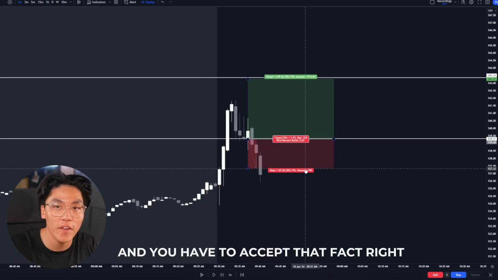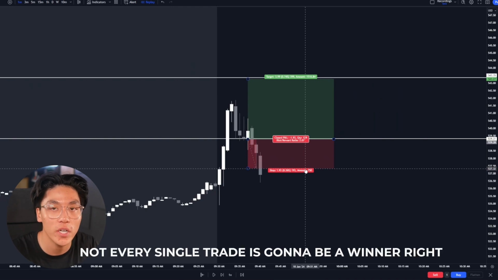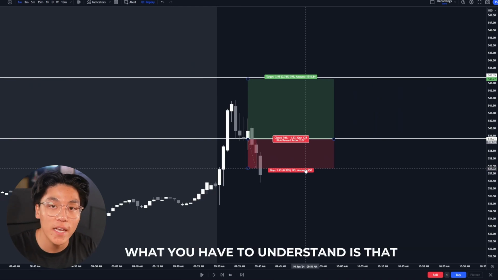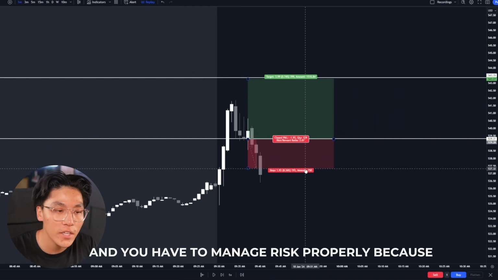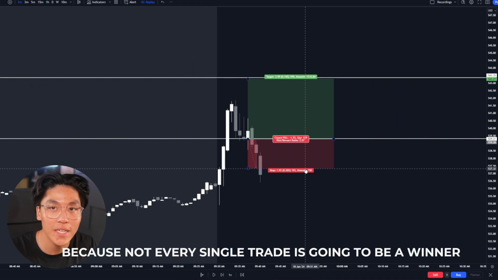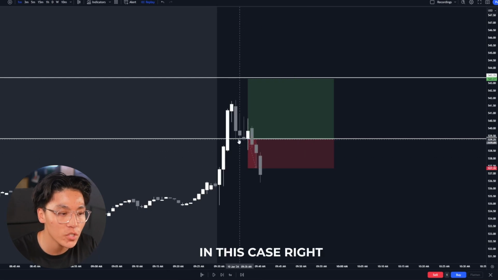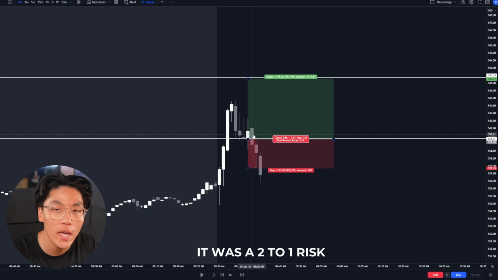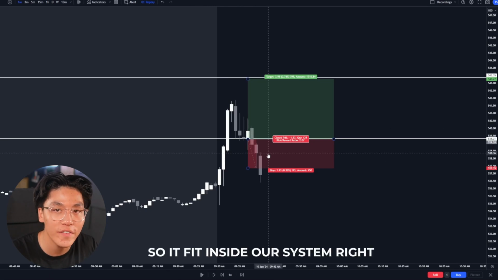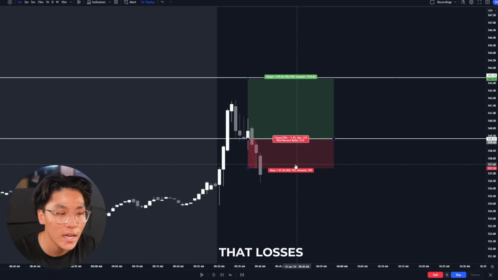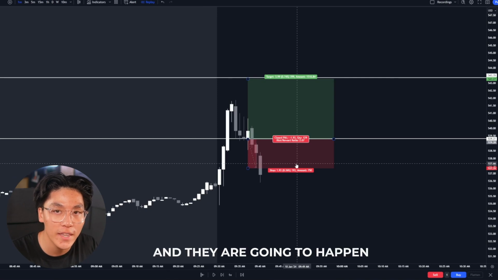And you have to accept that fact. Not every single strategy and not every single trade is going to be a winner. What you have to understand is that you have to keep your losers small and you have to manage risk properly because not every single trade is going to be a winner. And as you can see in this case, right, we have kept our losses small. It was a 2-to-1 risk reward ratio, so it fit inside our system, right? We have to understand that losses are a part of the game and they are going to happen.